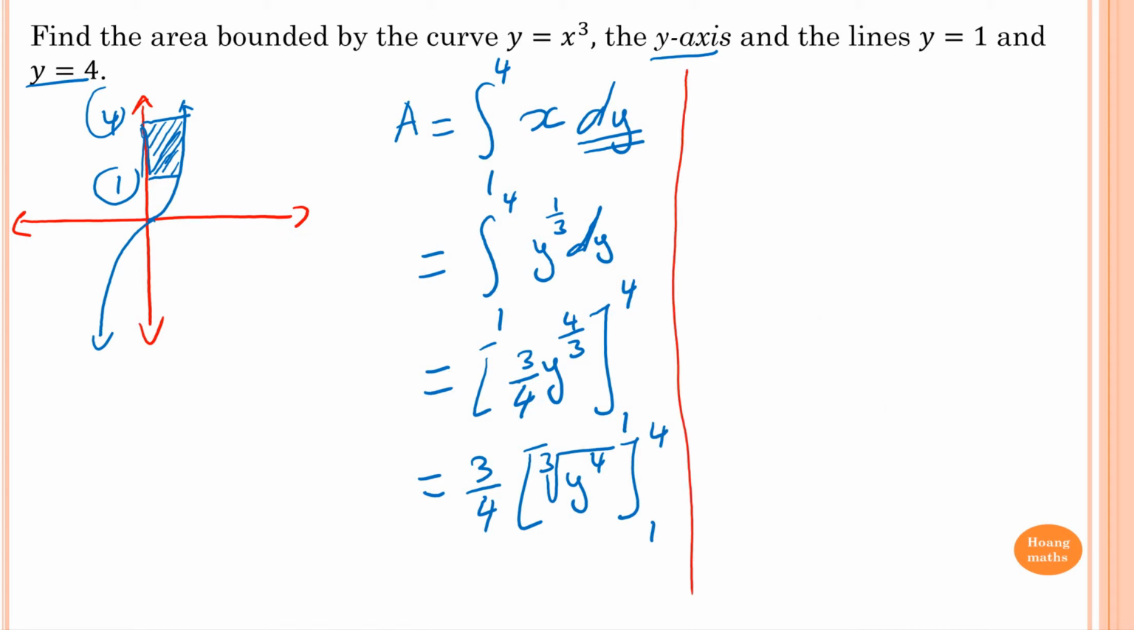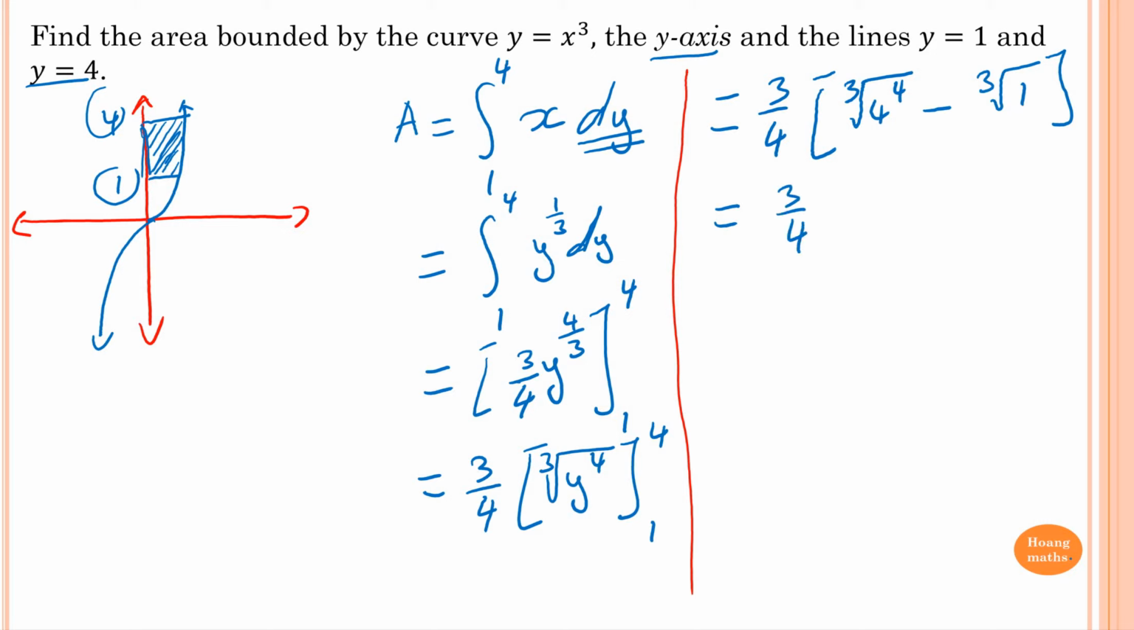To substitute the value in, which gives me 3 over 4. Substitute the 4 in, so 4 power 4, which is the cube root of that, minus, put 1 in, so 1 power 4 is 1, and the cube root of 1 is 1. Otherwise, I just write this down first, like that. So which gives me 3 over 4 times the cube root of 256 minus 1. So this is the exact value.